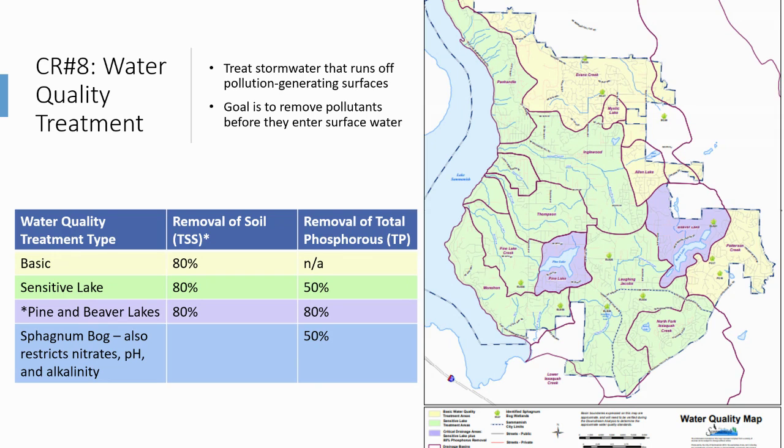Development projects around Pine and Beaver Lake, in purple, must remove additional phosphorus to protect lake health. Sphagnum bog treatment requires unique treatment of stormwater to preserve the health of the bogs and their unique water chemistry.